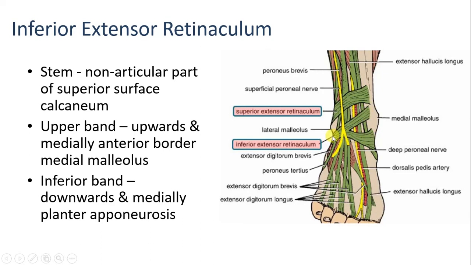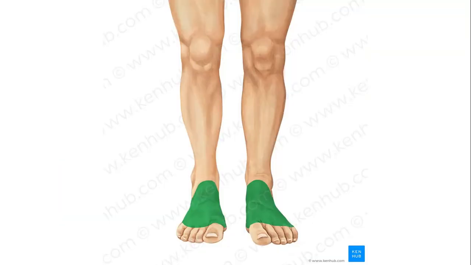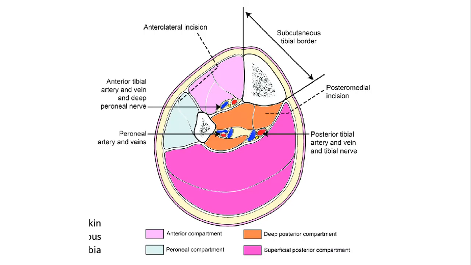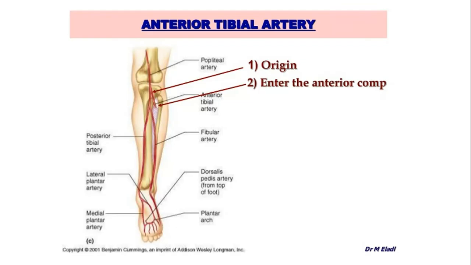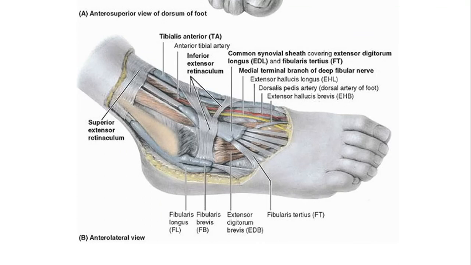The stem is attached below. Here you can see laterally, it is below the lateral malleolus. So it will be attached to the superior surface of the calcaneum, which is non-articulating. You can very well imagine here. And it has two bands. The upper band is attached to the medial malleolus, and the lower band moves downward and is attached to the plantar aponeurosis. So we will discuss this, and inshallah in the next lecture we will see the neurovascular structures of the anterior compartment of the leg, the anterior tibial artery and the nerve.